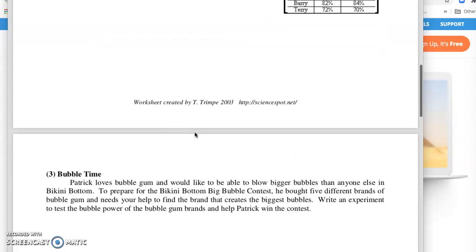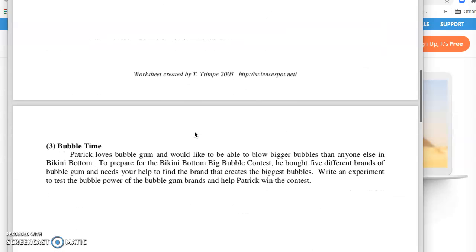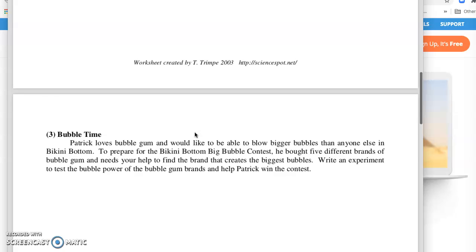And then on this one right here, you're asked to design an experiment to compare the bubble gum blowing power of several brands. So enjoy, have some fun with it, and I'm here if you need some help.